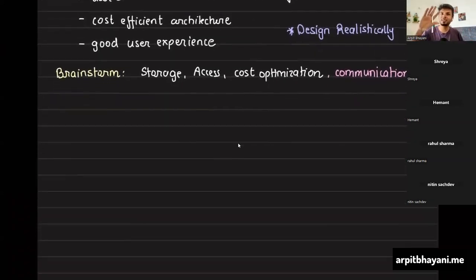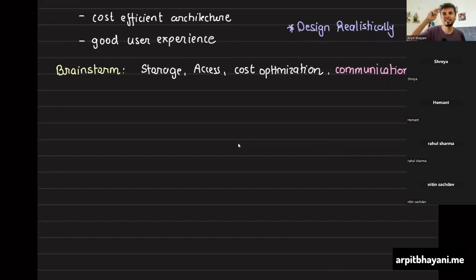And there are a lot of things. So we'll brainstorm on storage, access, cost optimization, and communication. Communication is in pink because it holds a special place in this design. So let's start with that. How would you build the system? Raise your hands, I'll pull you in.